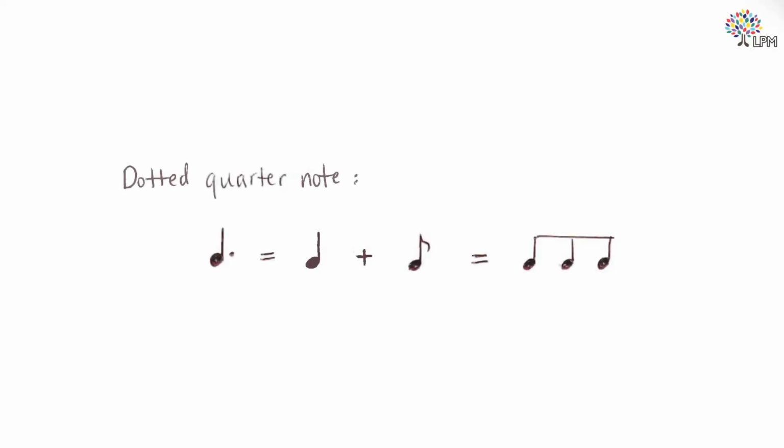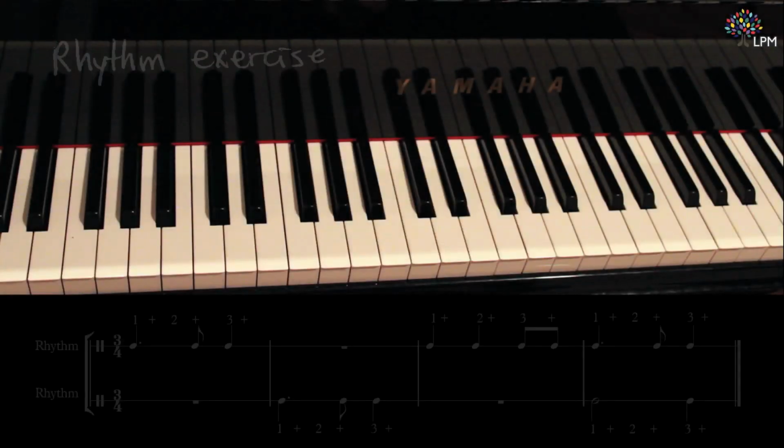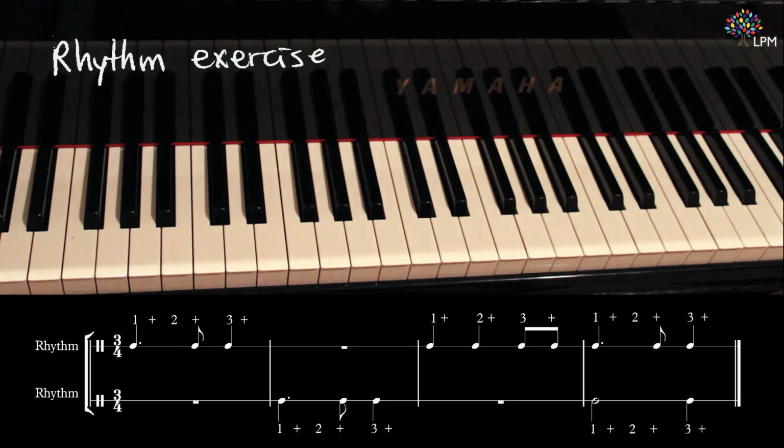A dot adds to the length of a note by 1/2 its value. So a dotted quarter note is equal to a quarter note plus an eighth note. You can also think of it as 3 eighth notes. In most pieces, you will see this rhythmic figure a lot: a dotted quarter plus an eighth, which adds up to 2 whole beats, or the equivalent of a half note. Take a look at the rhythm exercise on the screen.